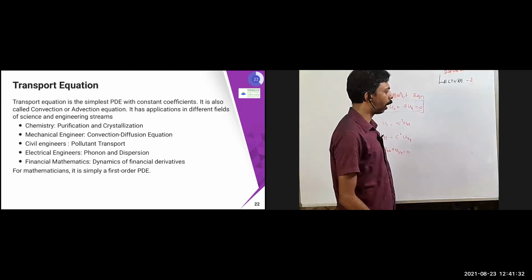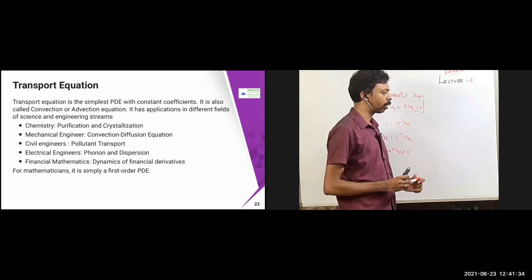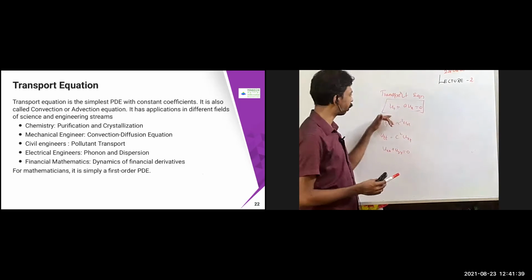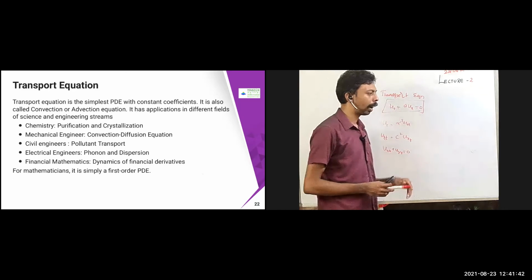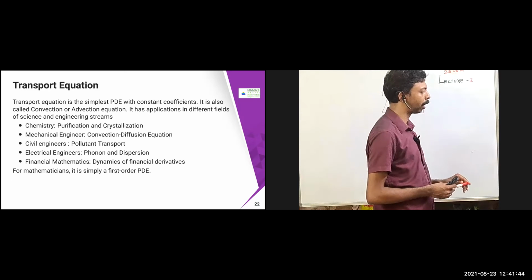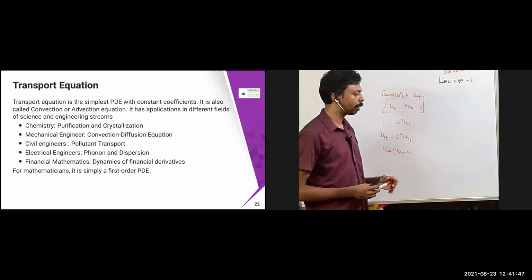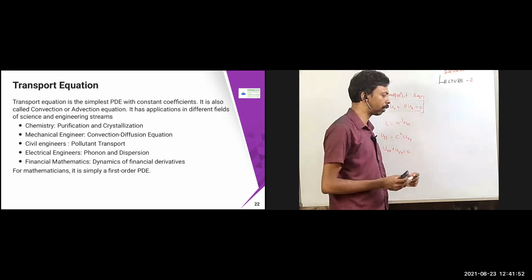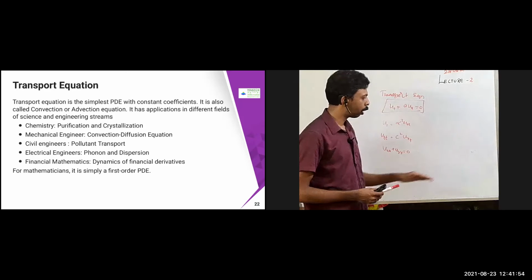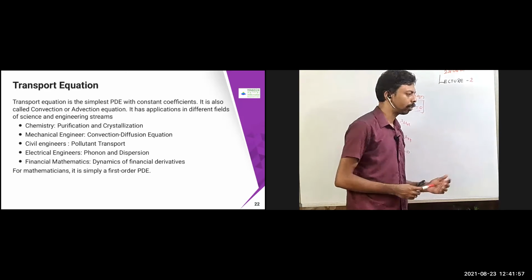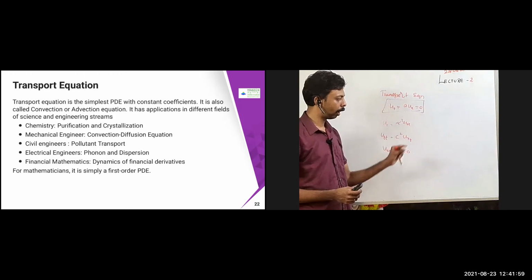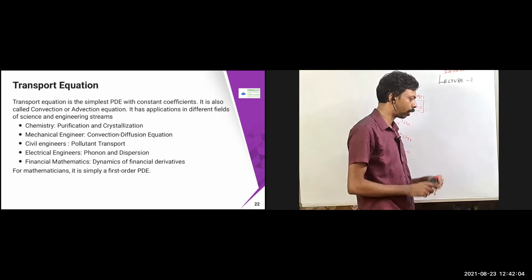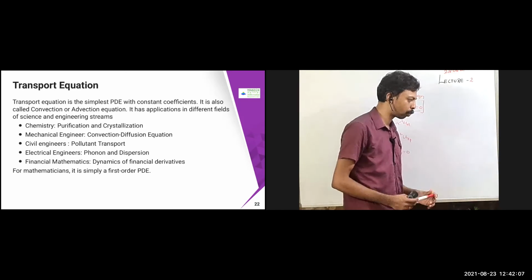So what is the importance of these equations? For example, the transport equation is the simplest PDE with constant coefficient. It appears in some of the convection and advection equations. It has applications in different science and engineering streams. For example, in chemistry, it is applicable for purification and crystallization. Mechanical engineers use it for the convection diffusion equation. For civil engineers, I will explain particularly the pollutant transport problem with an example once we discuss the transport equation in detail, how to derive the equations, etc. That is pollutant transport.